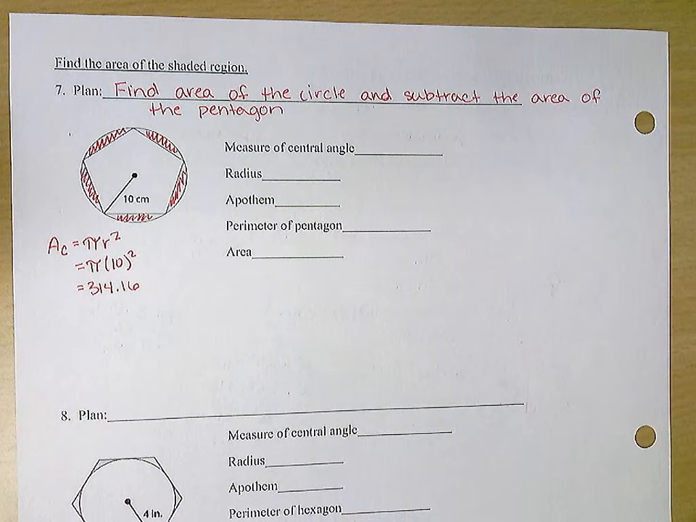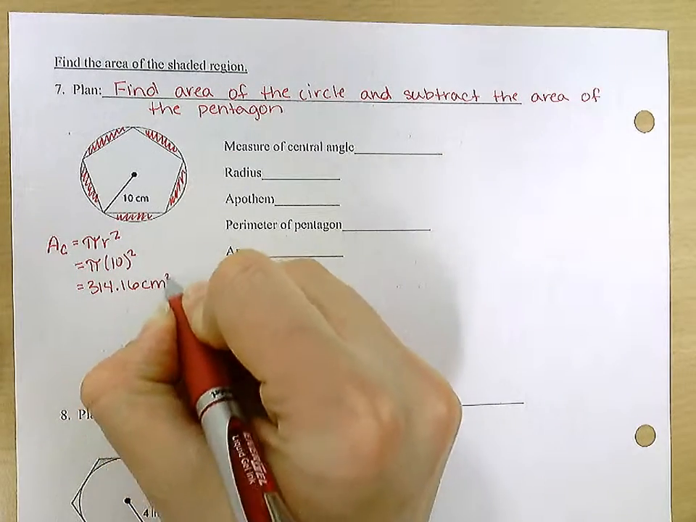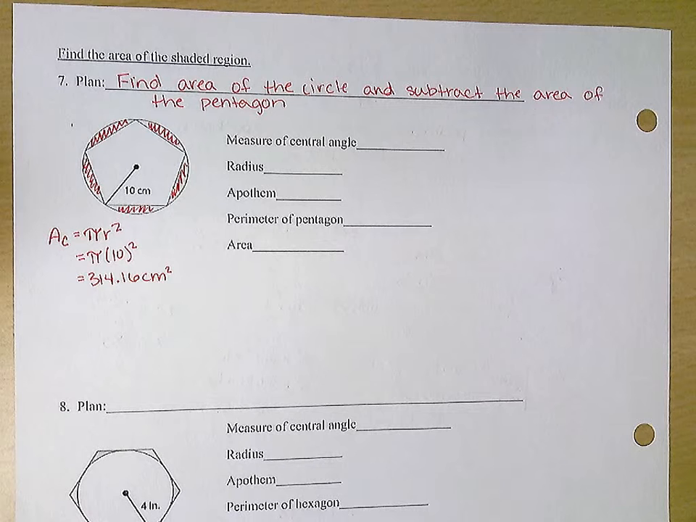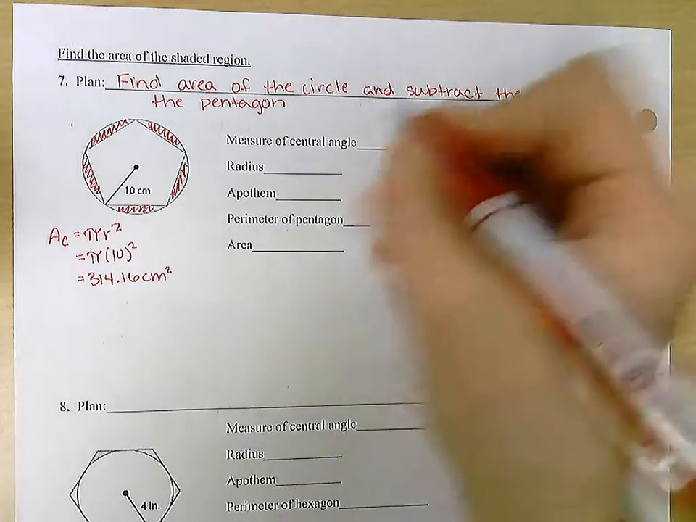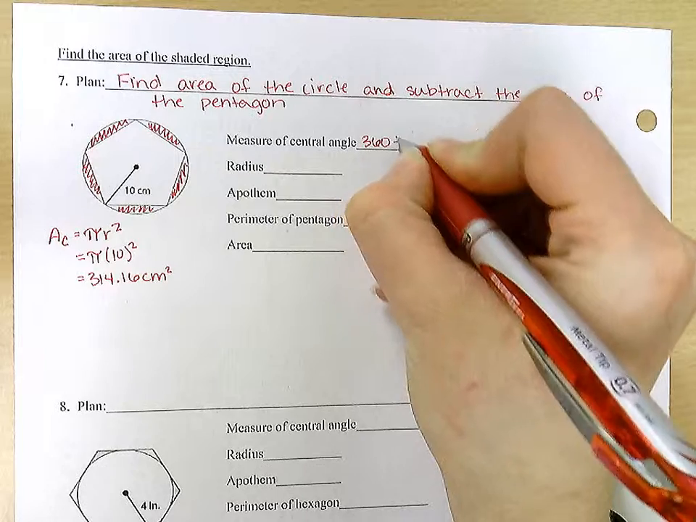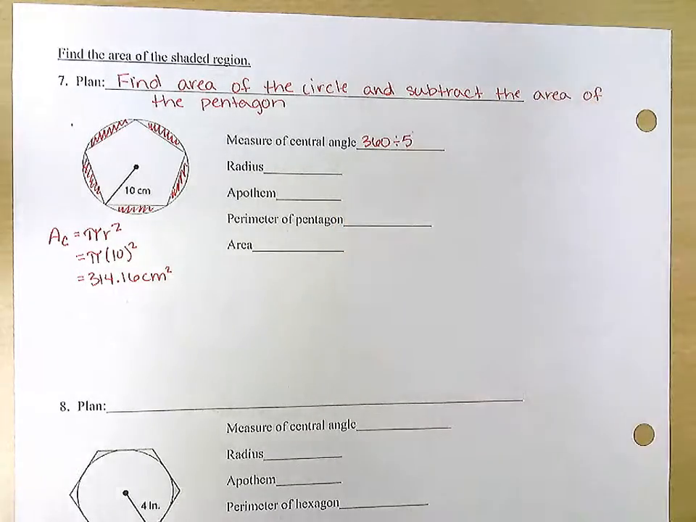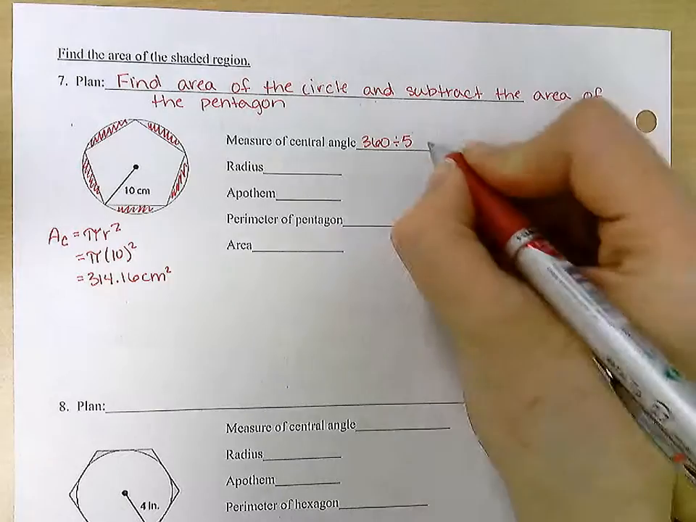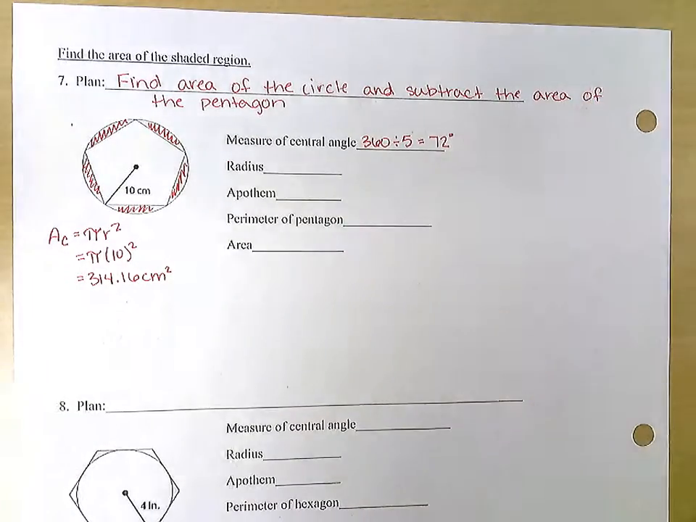Okay, so the area of the circle will be 314.16 centimeters squared. So now that we have the area of the circle, we can find the area of the pentagon doing the same process we did on the front. First, finding the measure of the central angle: we take 360, divide by how many sides there are. There are 5. Again, it's 72 degrees.